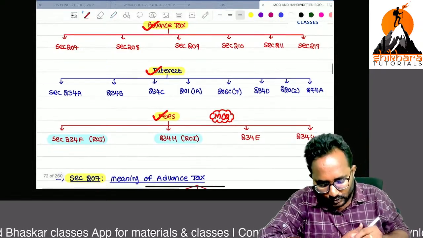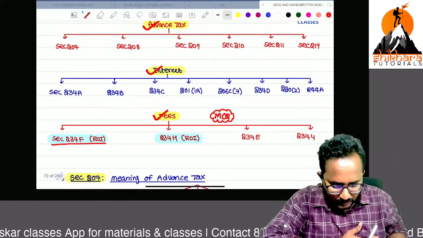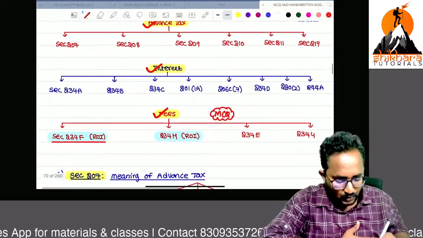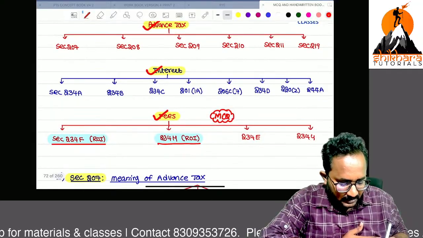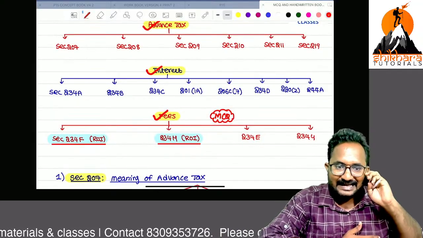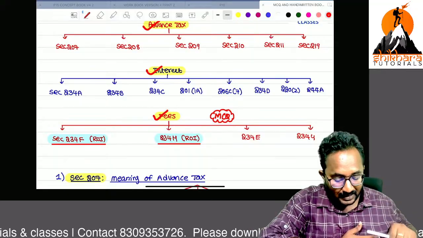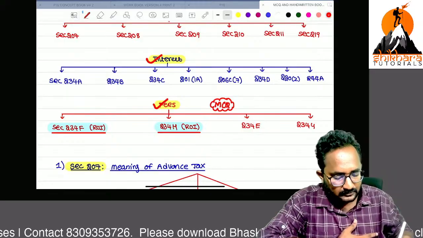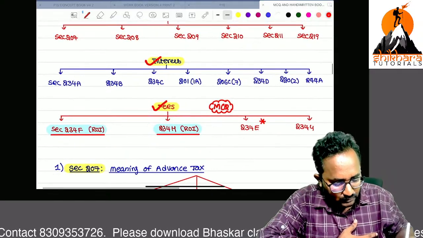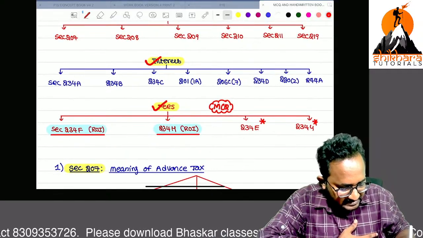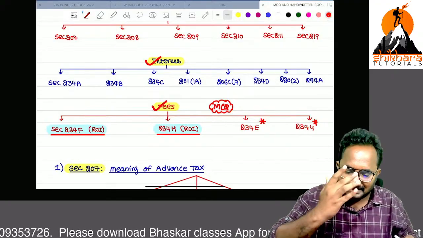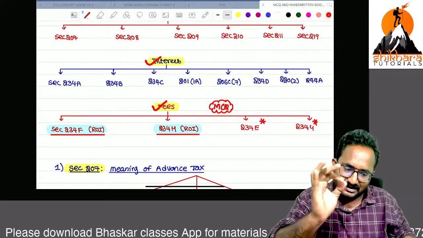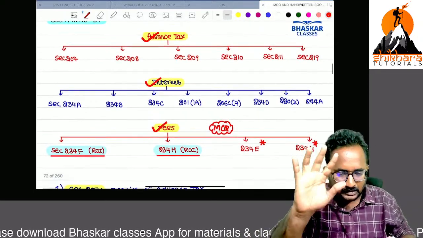234F is related to fees for late filing of return of income. 234H is nothing but a fee if you do not link Aadhaar and PAN. So these two are already over. Exclusively we need to discuss these two fees related provisions in this chapter. From this fees concept, they ask at least one MCQ in every attempt. That's why we will cover all the things.